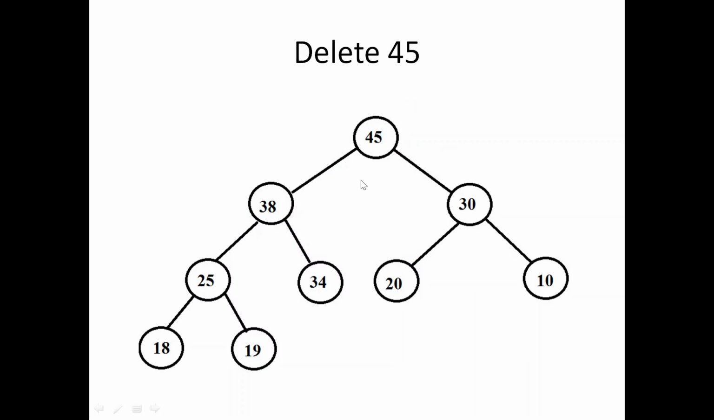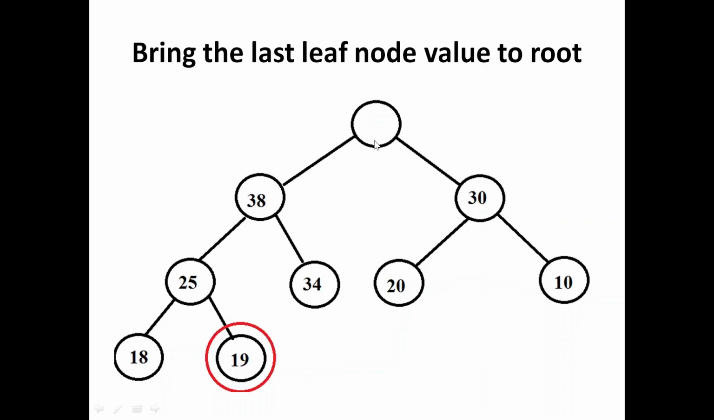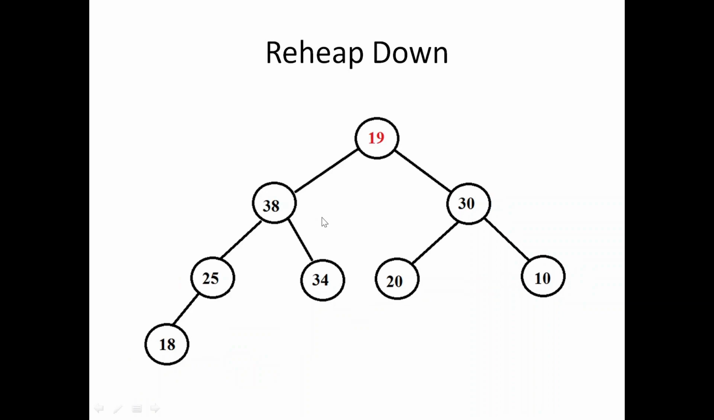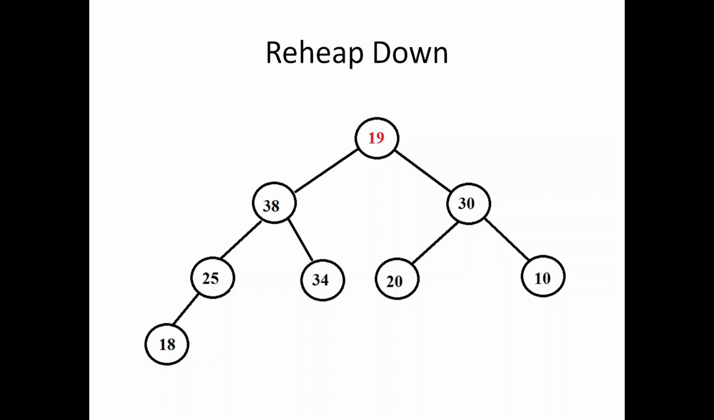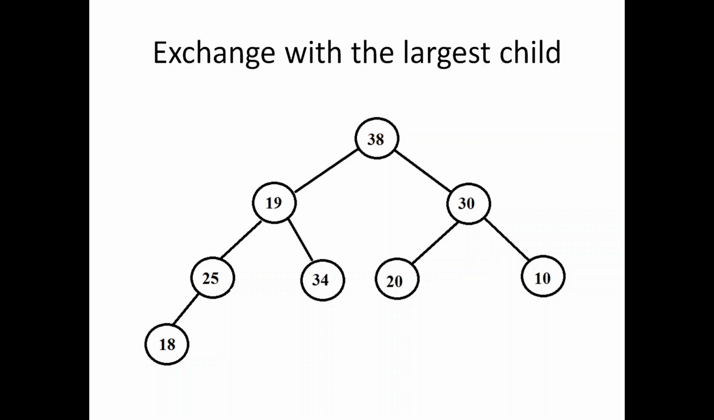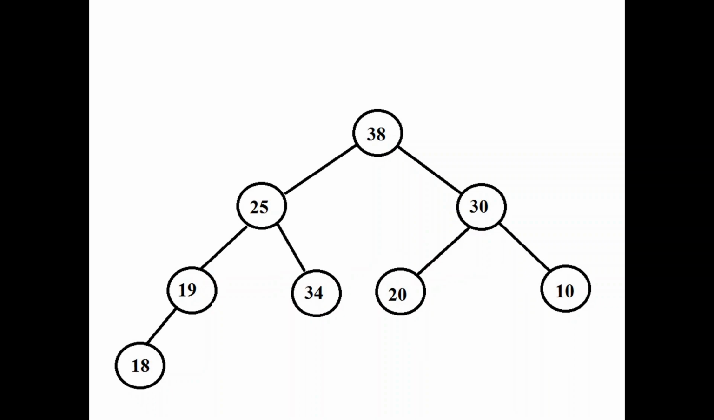And here is another example. So now I want to delete 45. When you delete 45, it becomes empty, and we have to replace it with the last leaf node. So 19 is moved into that position. After that, you call the reheap down algorithm. So that happens as I explained to you. You identify the larger child and swap it with that, and you continue to do that till the entire tree is restructured properly.